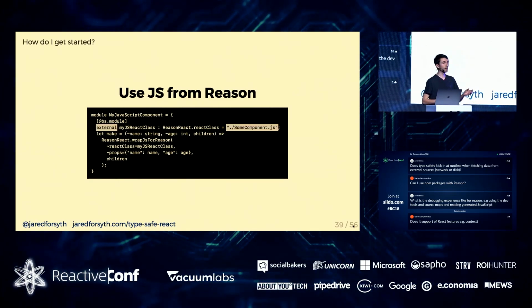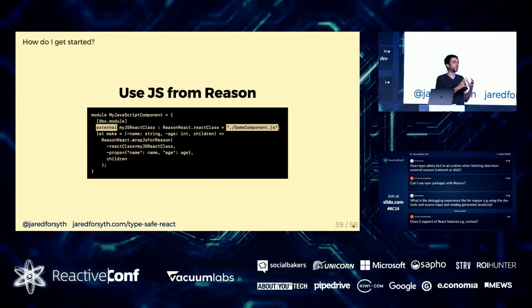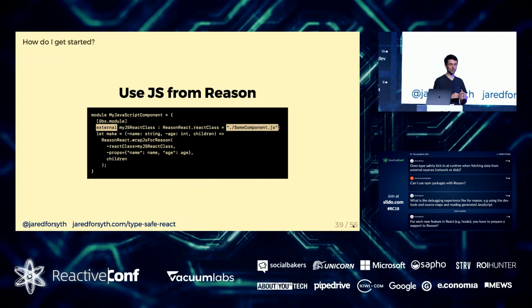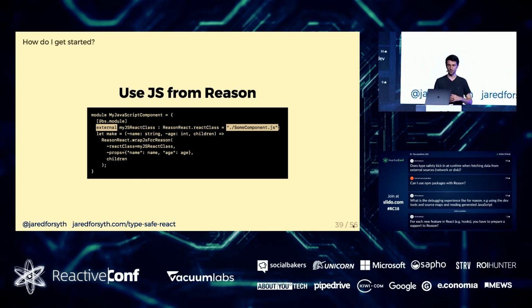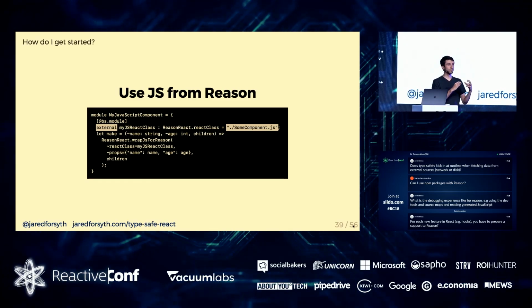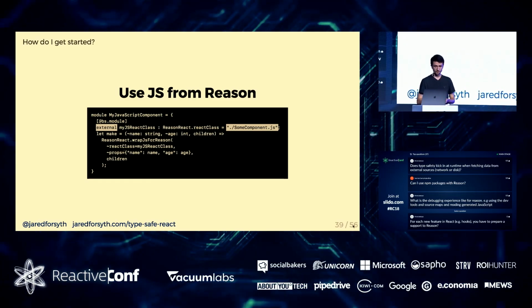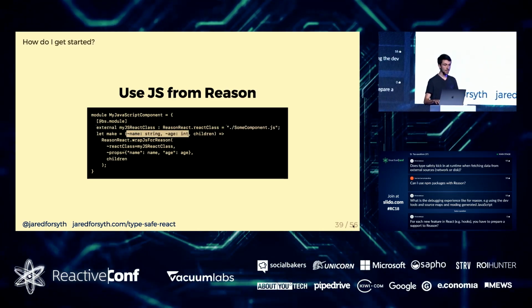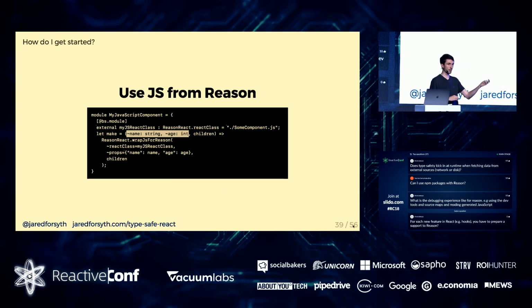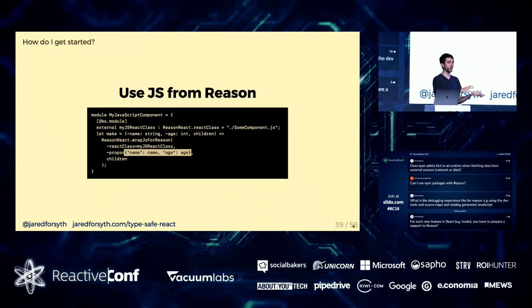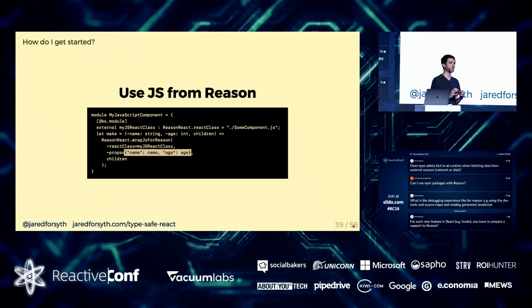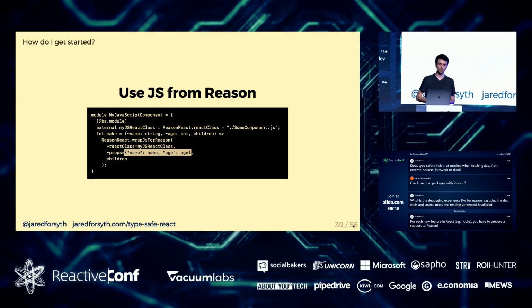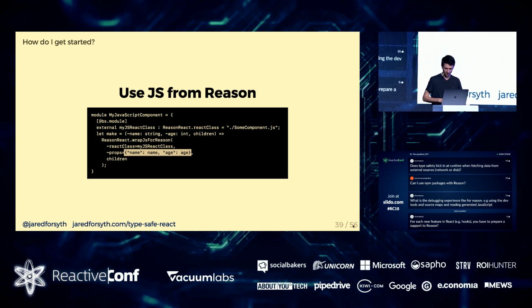And then the other way around is even simpler. So first, we declare that there's an external, not-in-Reason value that we want to use. It's in this someComponent.js, and it's of type ReasonReact.reactClass. And we create a make function that takes in the props as arguments again, and then creates a JavaScript object to pass into the underlying JavaScript React component.